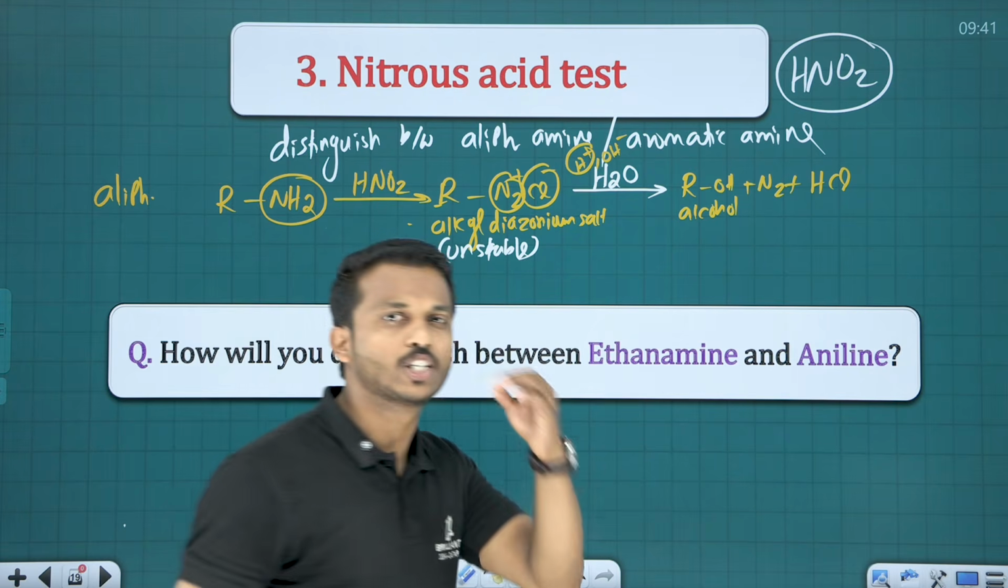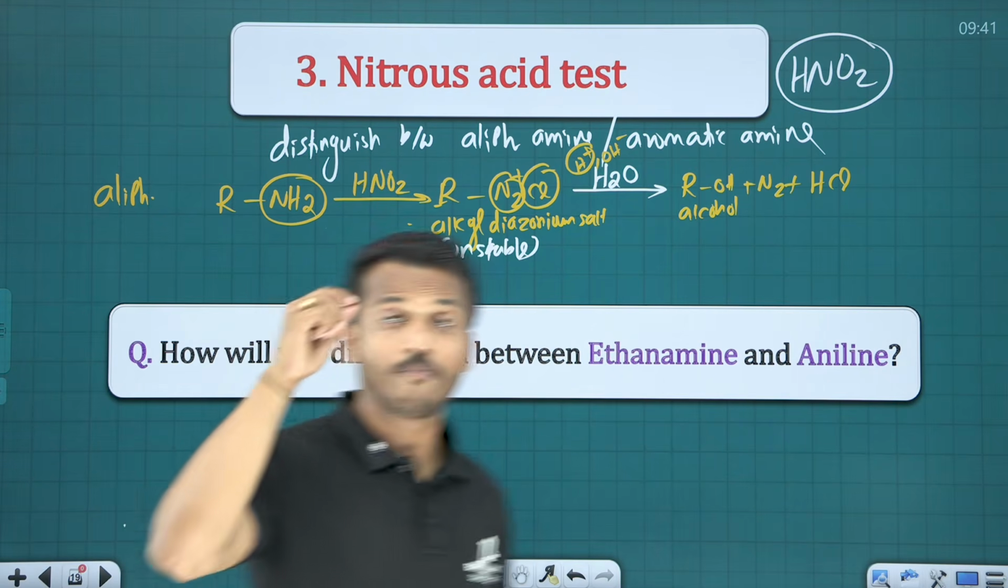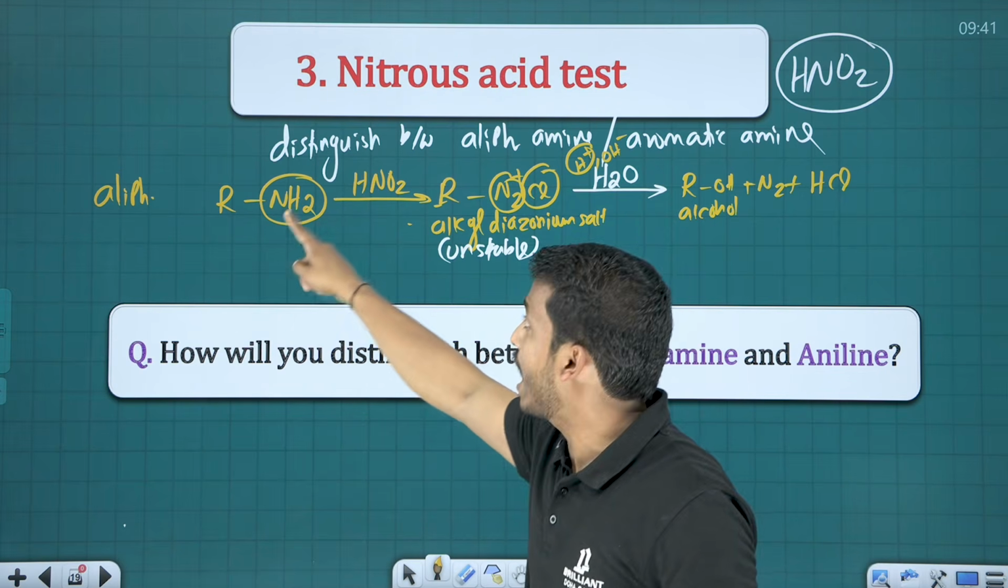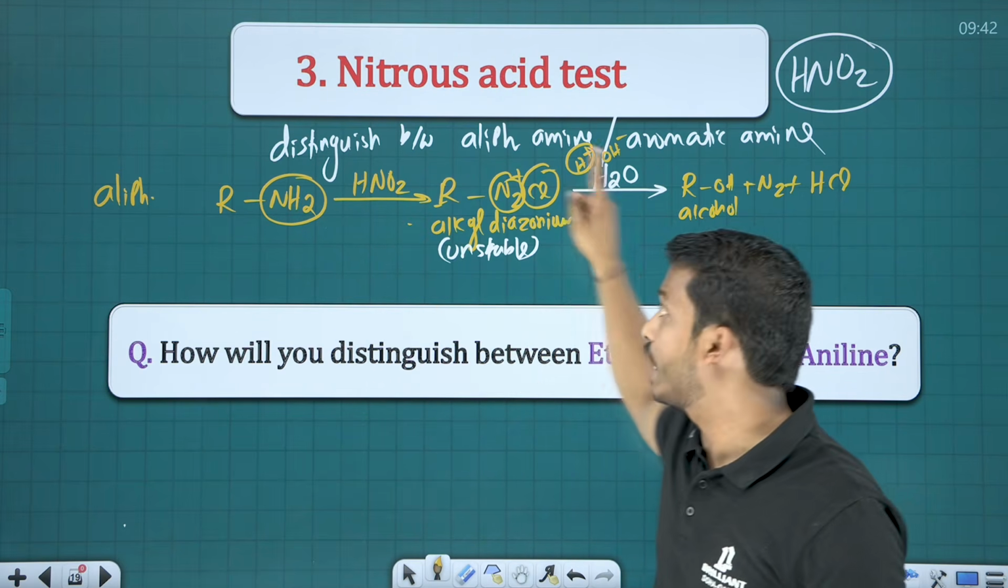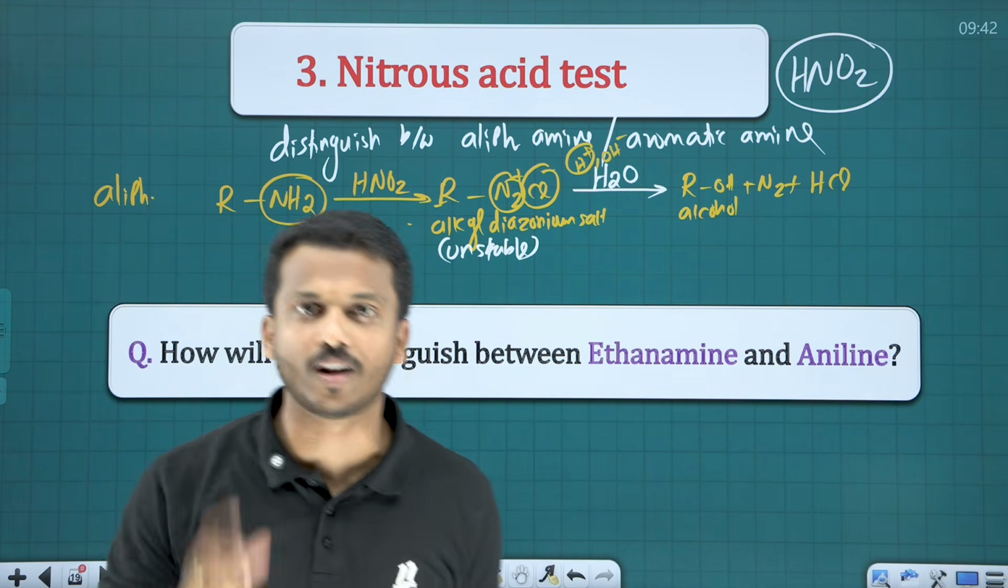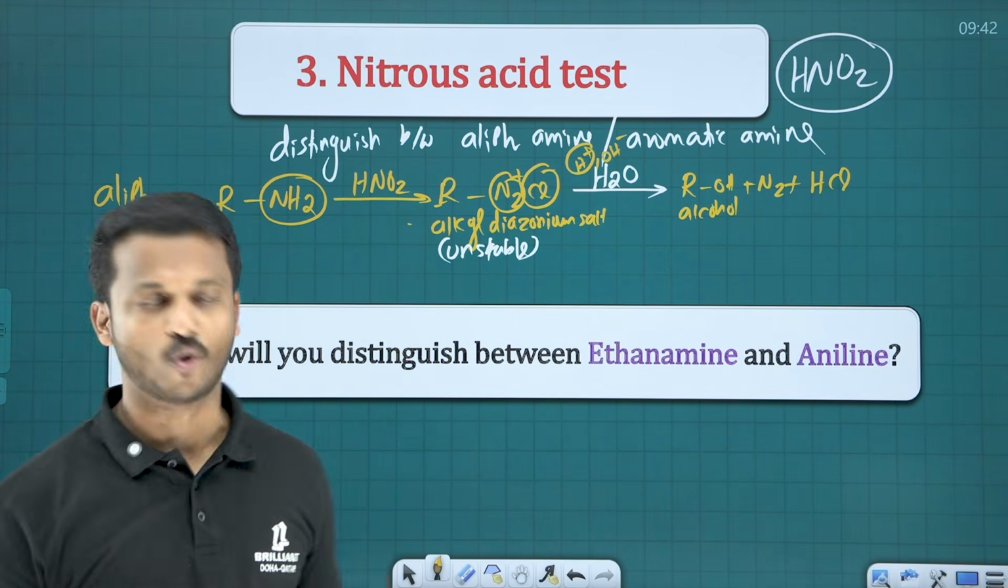You know, alcohol having a sweet smell. So when primary aliphatic amine react with the nitrous acid, you get a unstable salt which is immediately react with the water, form a sweet smell what? Alcohol.